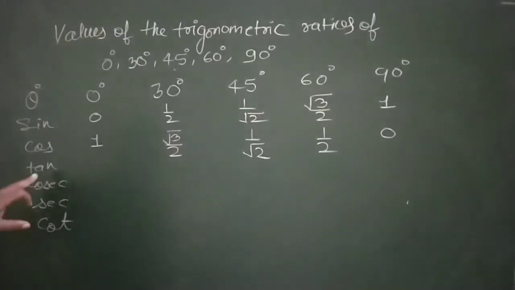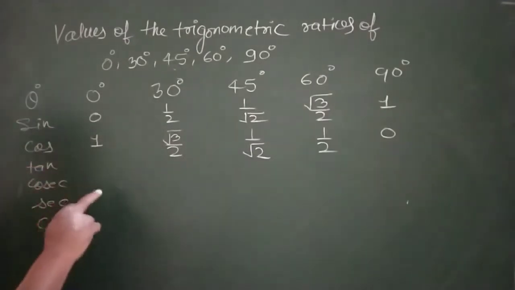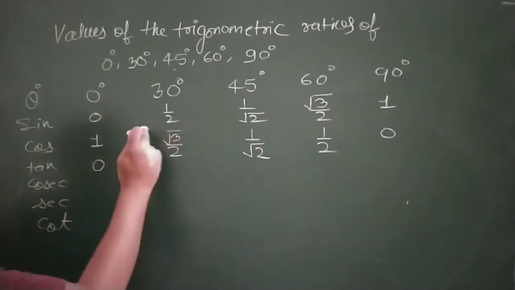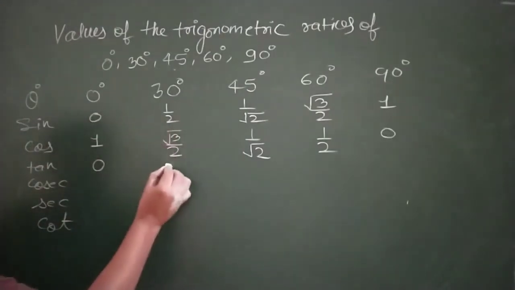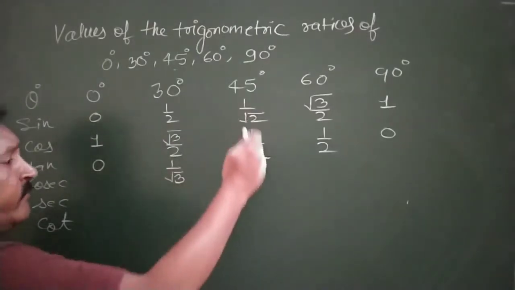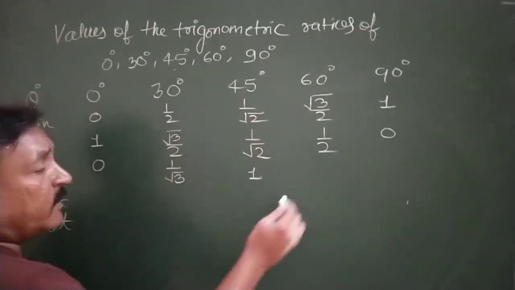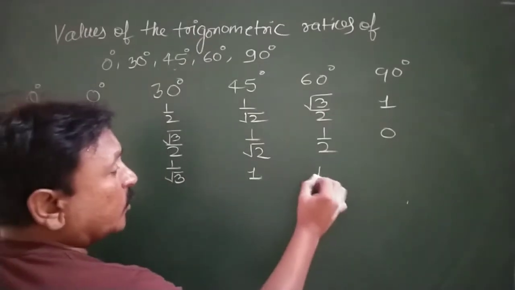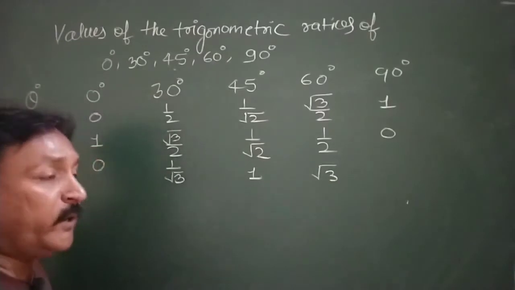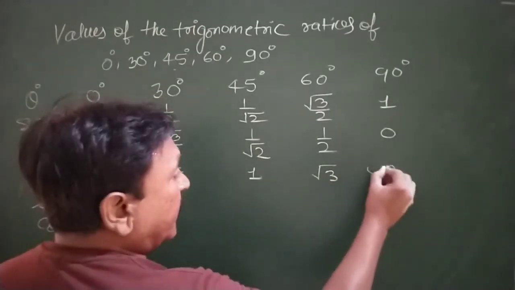For finding the value of tan, just find sine upon cos. Sine upon cos: 0 upon 1 means 0. When we divide this, 2 is cancelled by 2, its answer will be 1 upon root 3. Same values, answer will be 1. 2 is cancelled by 2, root 3. 1 upon 0: if 0 comes in the denominator, then that value is undefined.